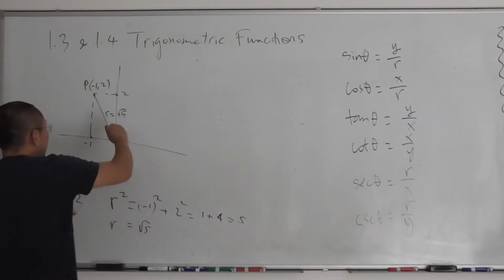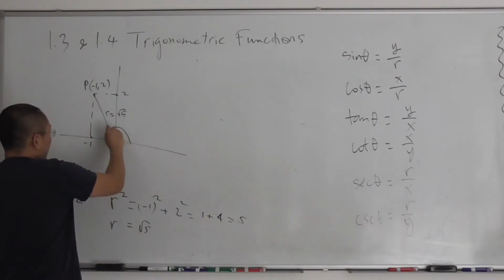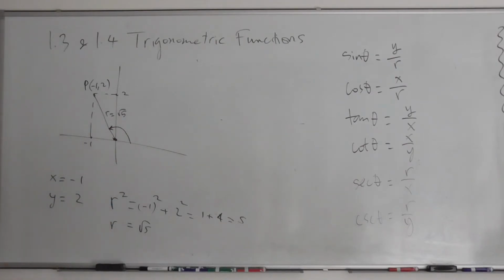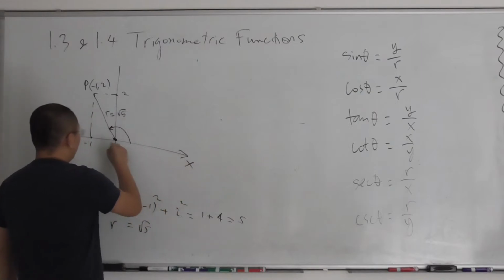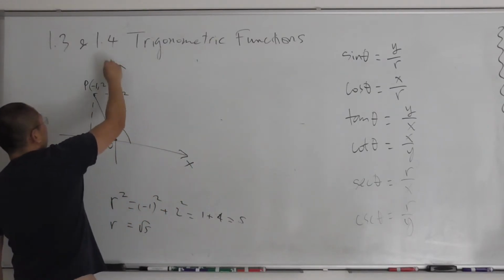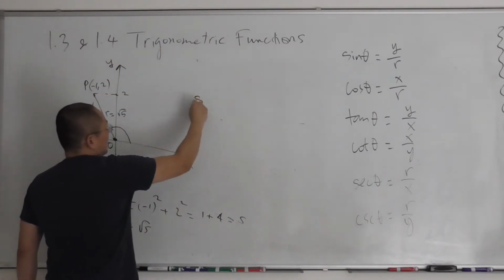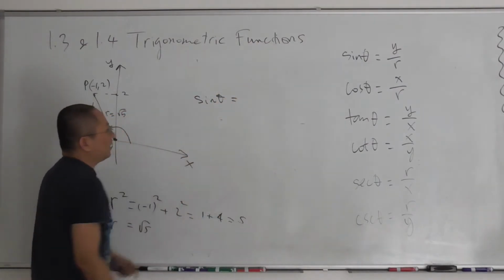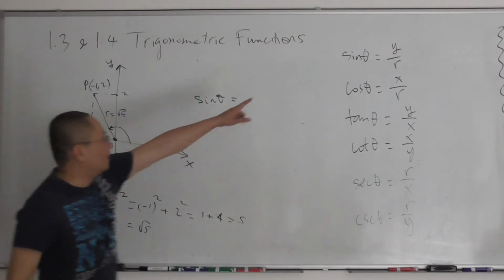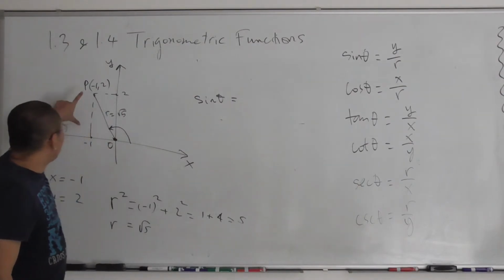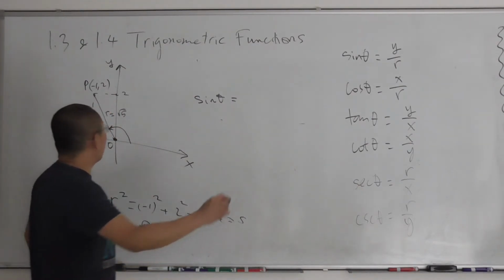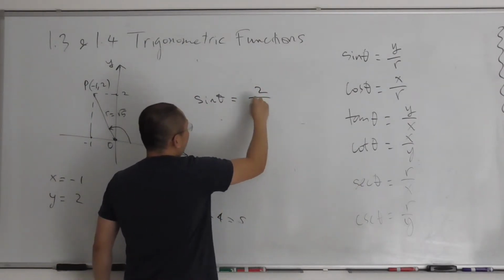Sine of theta, this angle right here, theta, guys. You see that this angle now is more than 90 degrees. It's an obtuse angle, right? It's the x-axis right here. Origin is right here. Y-axis is right here. So sine of theta is going to be y over r. Y over r. Y is 2. R is √5, right? So 2 over √5.